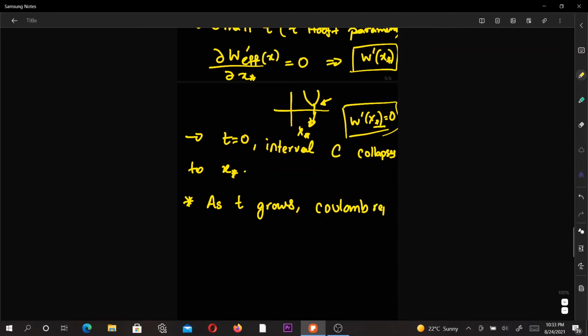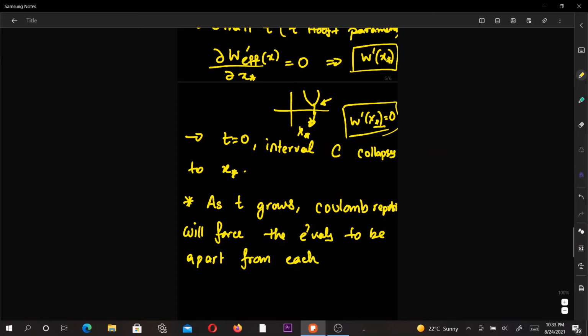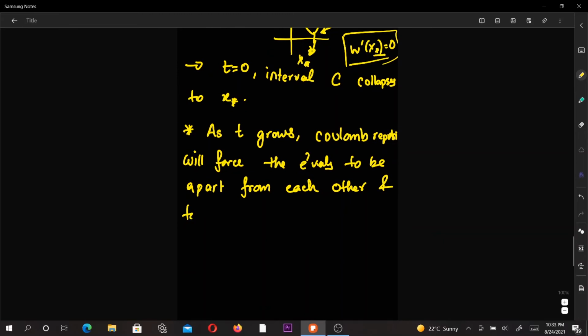So the Coulomb repulsion will force the eigenvalues to be apart from each other and to spread out over an interval C.